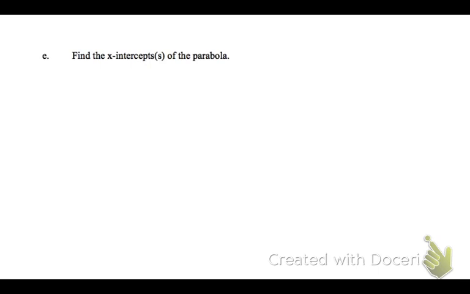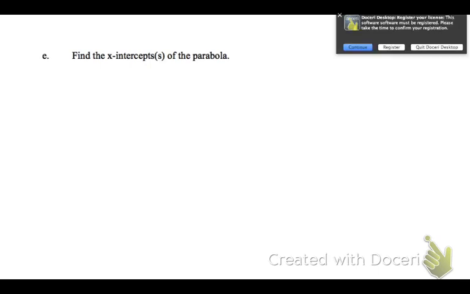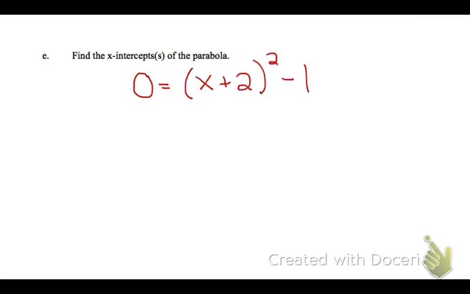Now, the x-intercepts are probably the most amount of work. This is again where you let the opposite letter be 0. So we're going to let 0 equal (x plus 2) quantity squared minus 1. So we need to solve this quadratic equation for x. I'm going to use the square root method rather than the zero product property or the quadratic formula since it's not written in standard form.